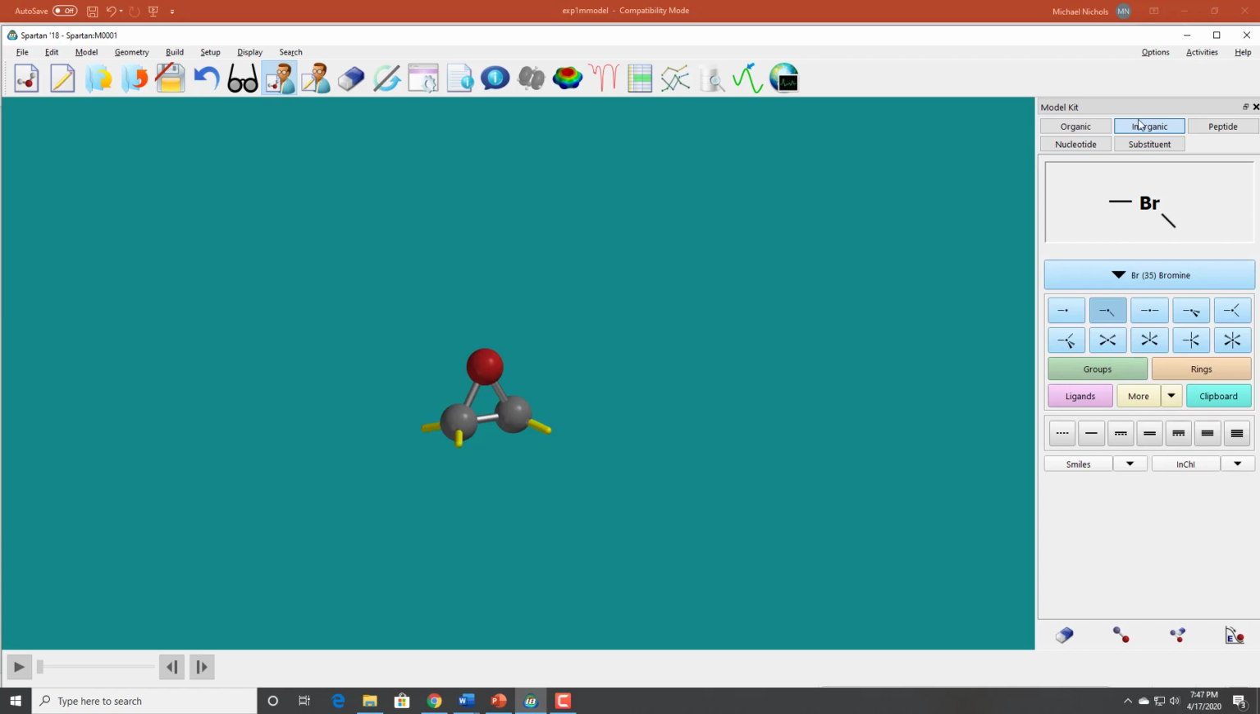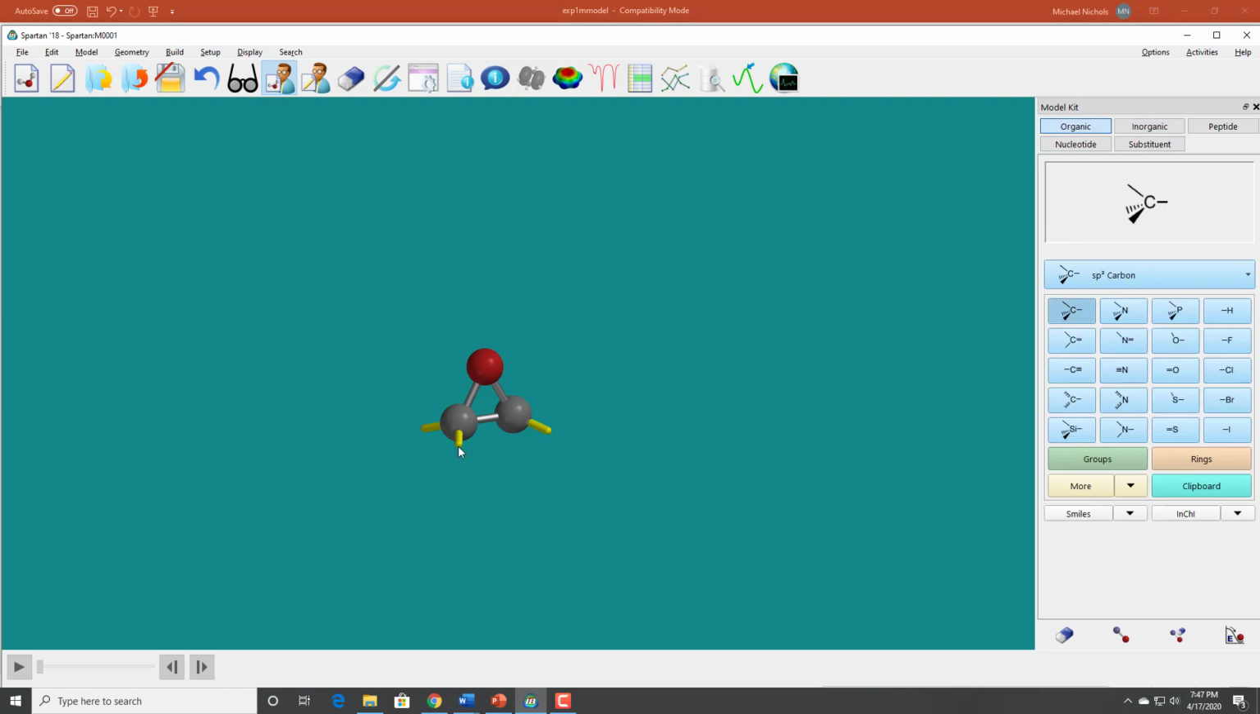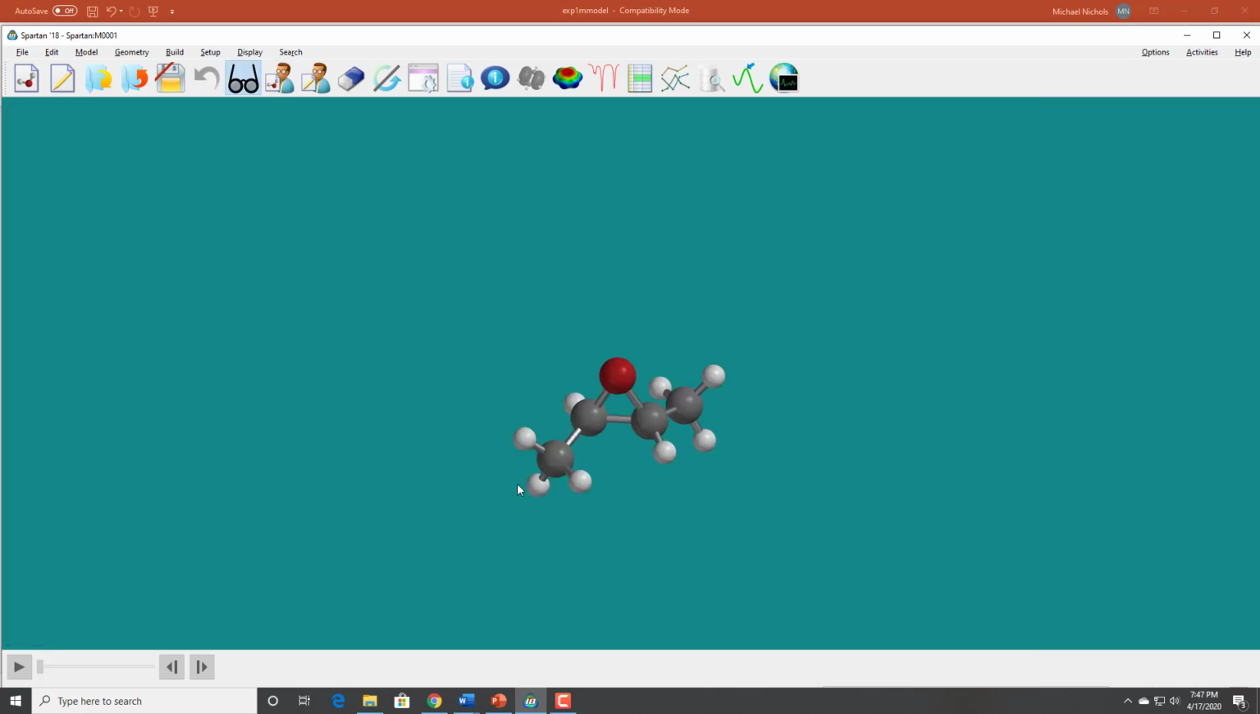Again, with this inorganic mode, I could have the bromine have 7 bonds. So I just made my bromonium ion, except now what I've got to do is go back here and put a methyl group there, a methyl group on this side, and then the hydrogens go there.